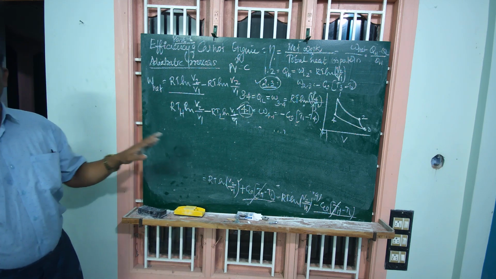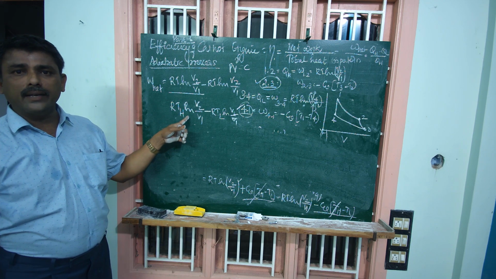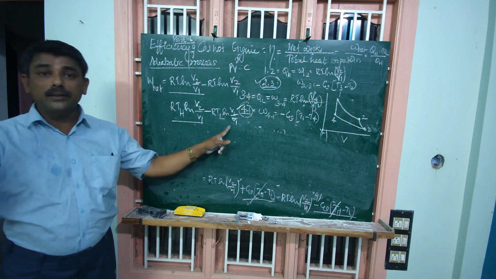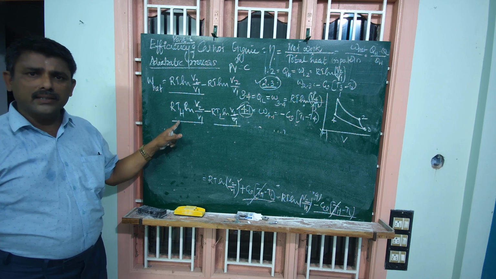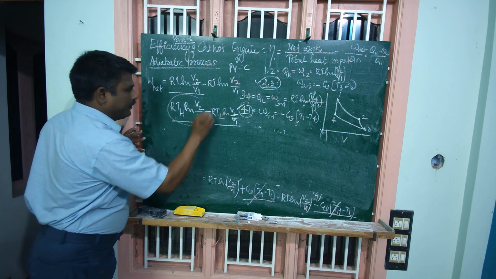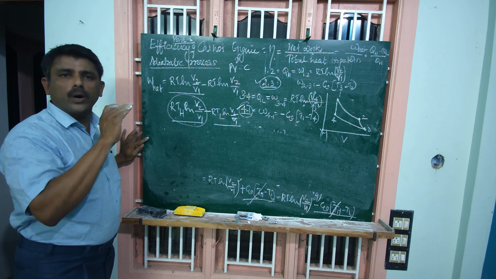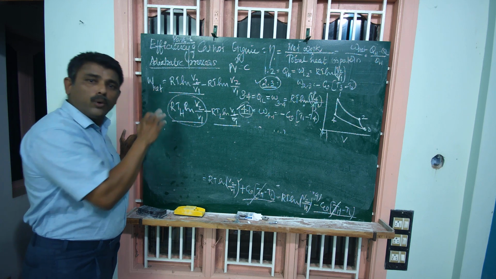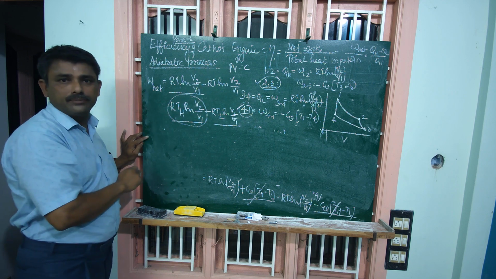Clear? Now it is very clear. This is the amount of work done by the system, it is a positive quantity. This is the amount of work done on the system, this is a negative quantity. This is the amount of heat transferred from source to engine. First point, R TH ln V2 by V1 is nothing but the amount of work done by the system. This is equal to the amount of heat transferred from source to engine. Both are positive.